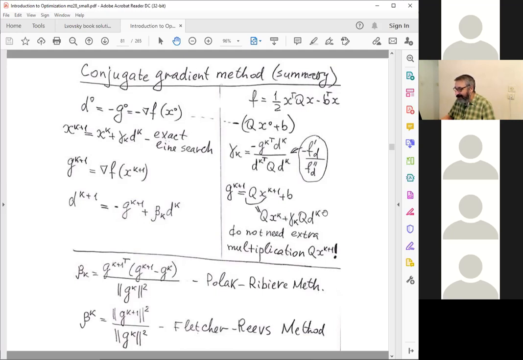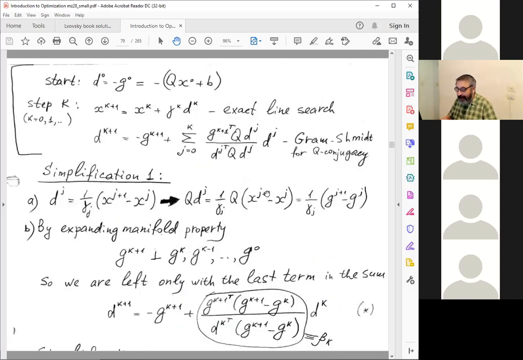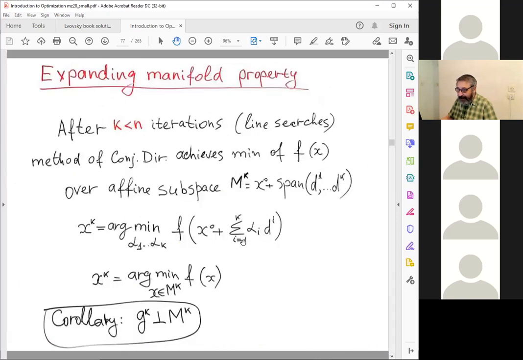And for conjugate directions, do we also need the exact line search? Conjugate direction is the general scheme. Actually, in order to have this expanding manifold property, you assume that you achieve the exact minimum in the span of your previous directions, then your new gradient will be orthogonal and so on. So you do need the exact line search. But again, the conjugate direction method, we explicitly developed it for quadratic functions. And of course, exact line search is just analytical. Okay, thanks.